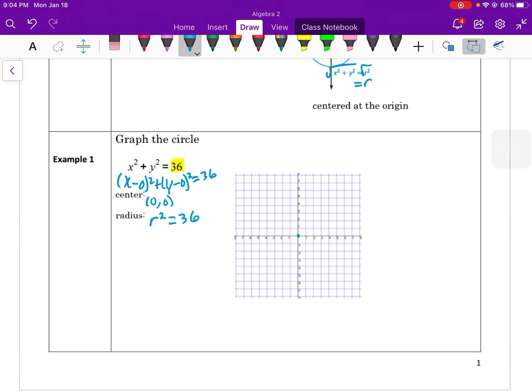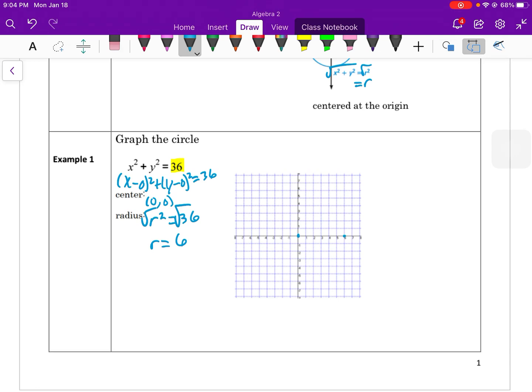So to find the radius, we take the square root of both sides, and we get r equals 6. And some of you may be thinking, well, wouldn't it be plus or minus 6? No, since we're just finding the distance, it'll be strictly positive. So the radius is 6 units away from the origin.